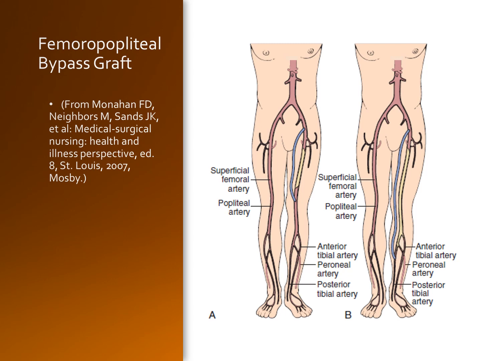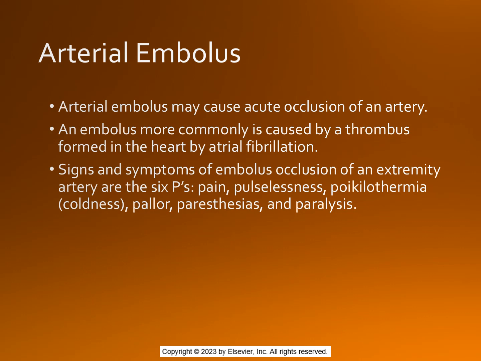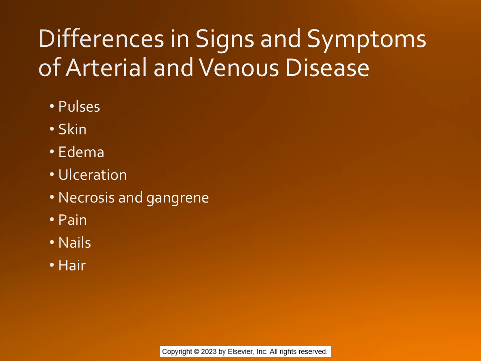An arterial thrombus can occur as a vessel is narrowed by atherosclerosis. If the clot breaks loose and travels, it becomes an arterial embolus and causes the acute occlusion of an artery distal to the plaque. Signs and symptoms of embolus or thrombus occlusion of an extremity artery are the 5 P's: pain, pulselessness, pallor, paresthesia, and paralysis.